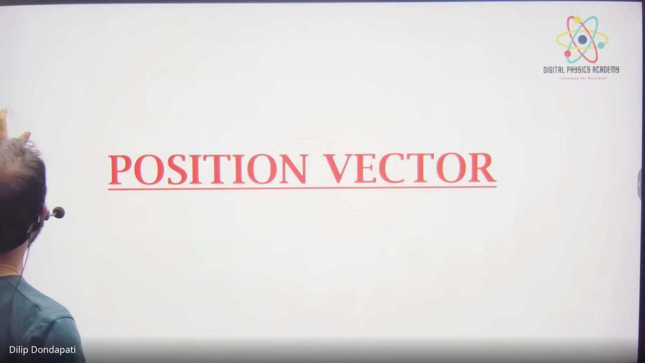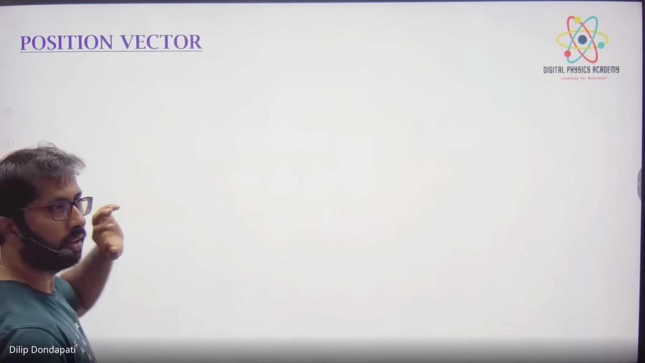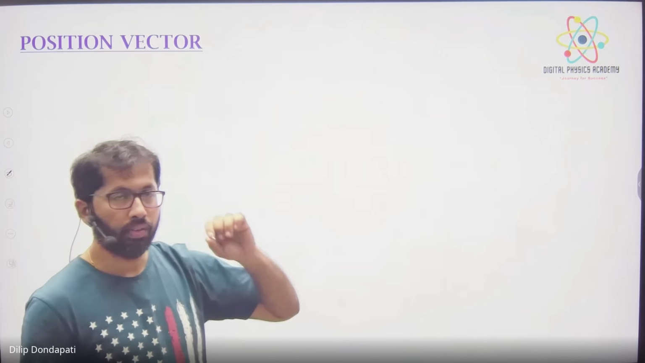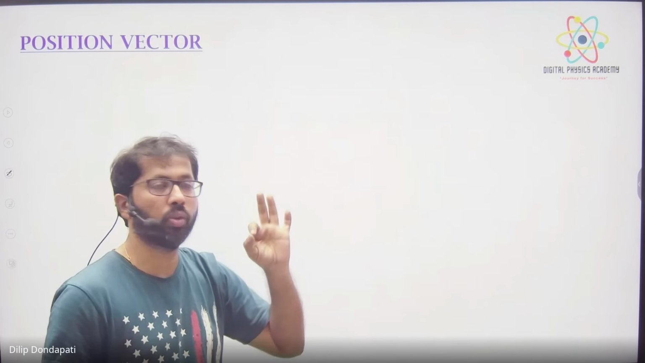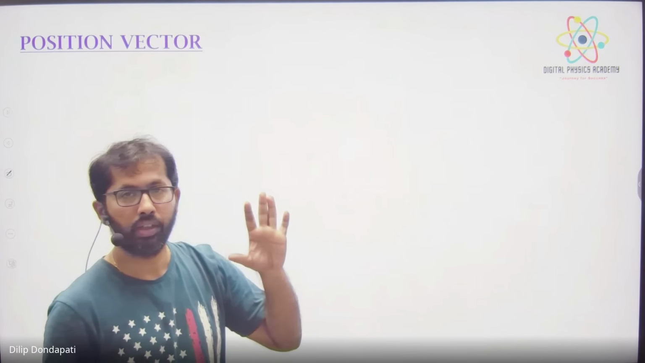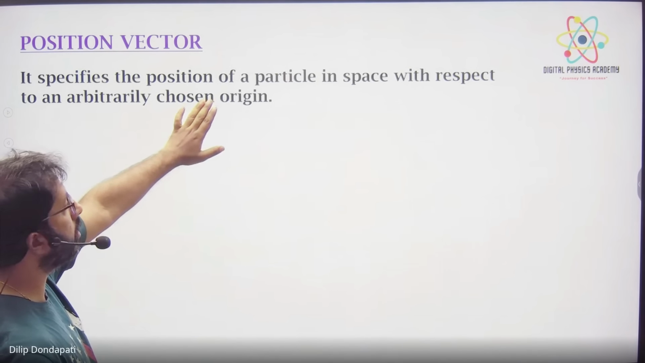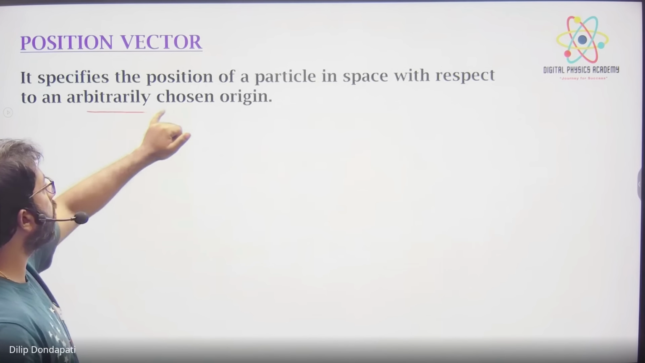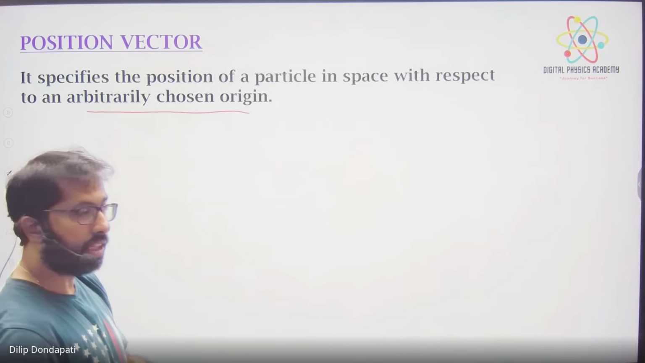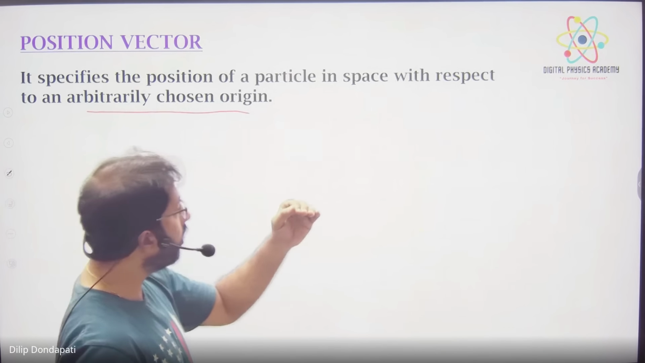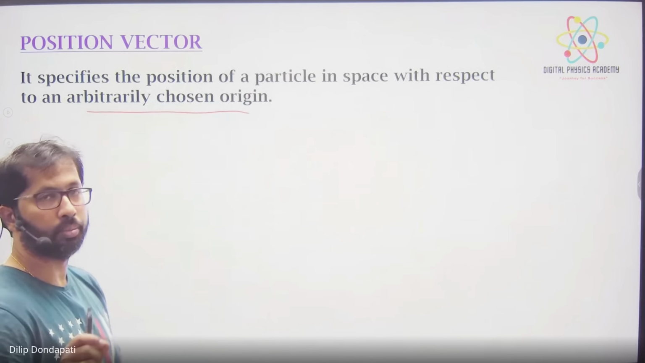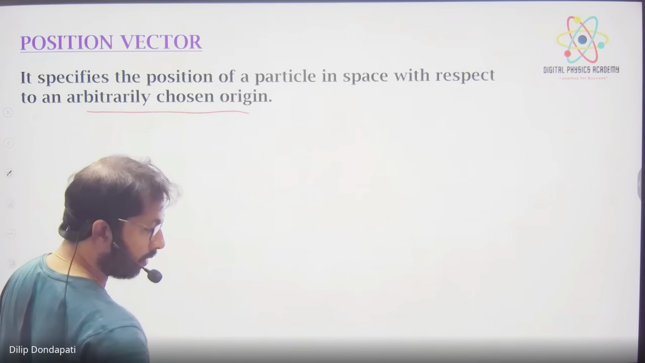What is the meaning of position vector? We tell the coordinates with respect to the origin. That is called position vector. It specifies the position of the particle in space with respect to any arbitrarily chosen origin. With respect to the origin, we are showing that point, that particle in space.